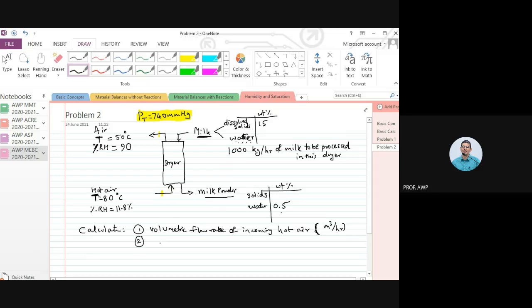Second, I want you to calculate the volumetric flow rate of incoming air, hot air, but in nm cube per hour, which means volumetric flow rate referred to at 0 degree centigrade and 1 atmosphere absolute pressure. Okay, these two, are you clear about what we mean by these two? One is the actual flow rate and one is the flow rate referred to at 0 degree centigrade and 1 atmosphere absolute pressure.